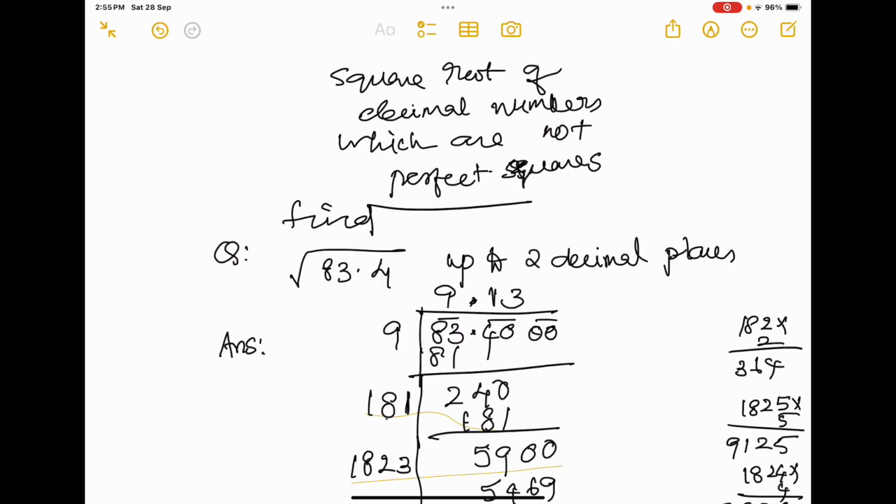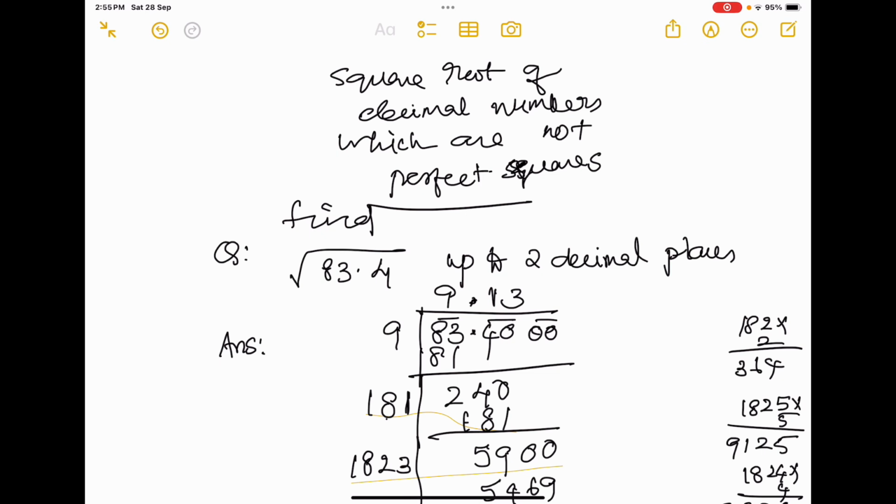Now the root of decimal numbers which are not perfect squares. Find the root of 83.4 up to 2 decimal places. Here 83.4 is the number, so it is a decimal number. Before the decimal, 8 and 3 are the digits, and after the decimal, 4.